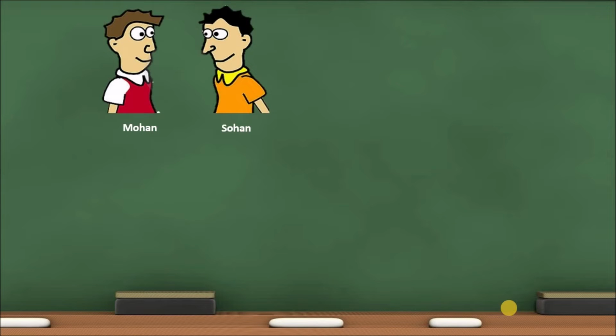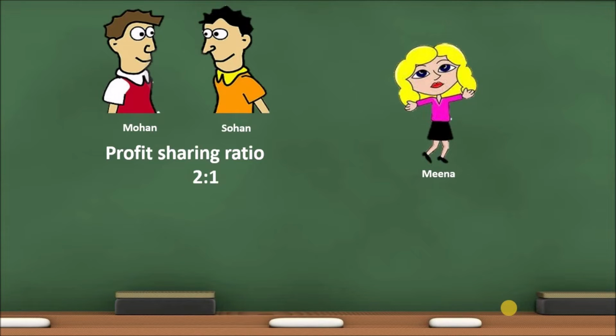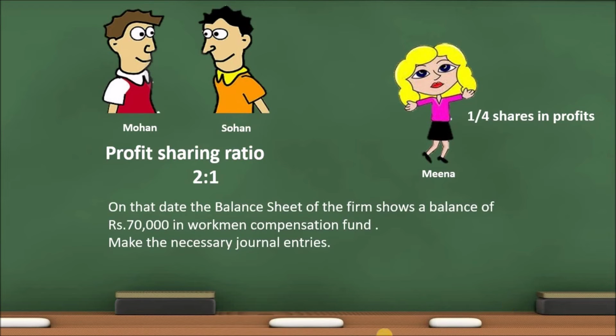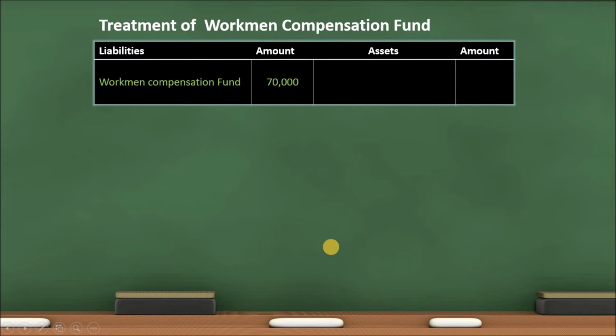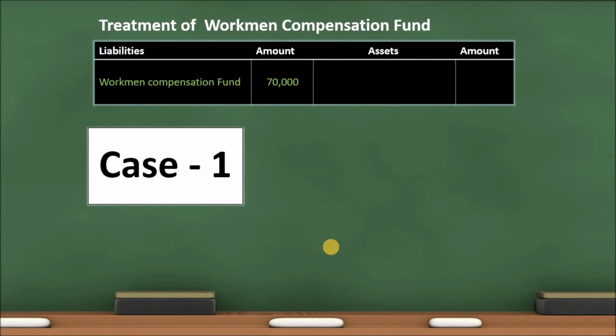So these are the 4 cases of workmen compensation fund which we are going to discuss. Again I am taking the same example: Mohan and Sohan, 2 partners, sharing profits and losses in the ratio 2:1. Meena is admitted as a new partner for 1/4 share in profit. On that date, the balance sheet of the firm shows a balance of 70,000 in workmen compensation fund. You have to make the journal entries for the 4 cases which I am going to discuss now. So we'll come to case number 1.